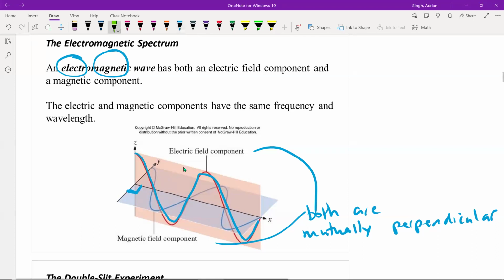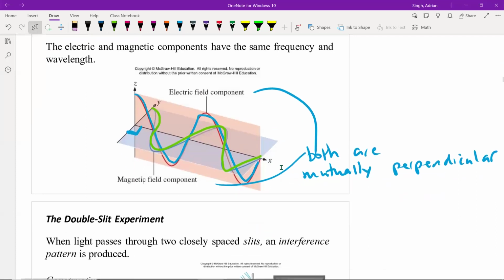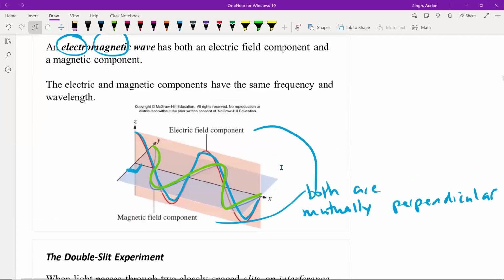And that then is going to be the magnetic field component, again oscillating in a wave-type form, perpendicular to the electric field component. And that combination of electric field and magnetic field is going to be important when we start looking at properties of the waves a little bit later on. We start looking at electrons also.